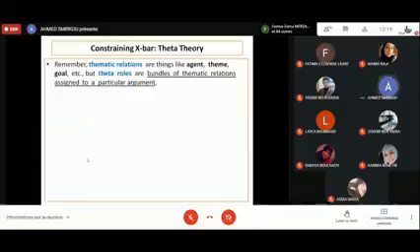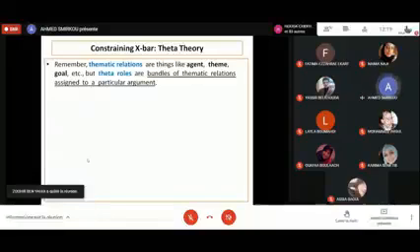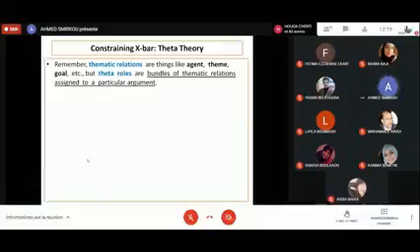So remember, thematic relations are things like agent, theme, goal, etc. But theta roles are bundles. Bundle means a group or set of thematic relations assigned to a particular argument.